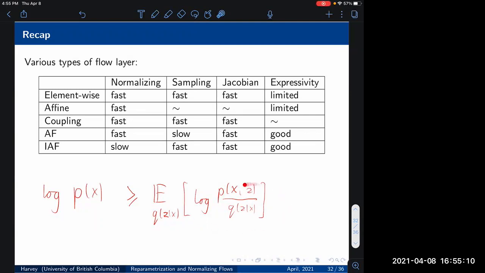So normalizing flows let you get the exact log likelihood. Other methods mostly don't. For example, GANs don't let you get any kind of likelihood.